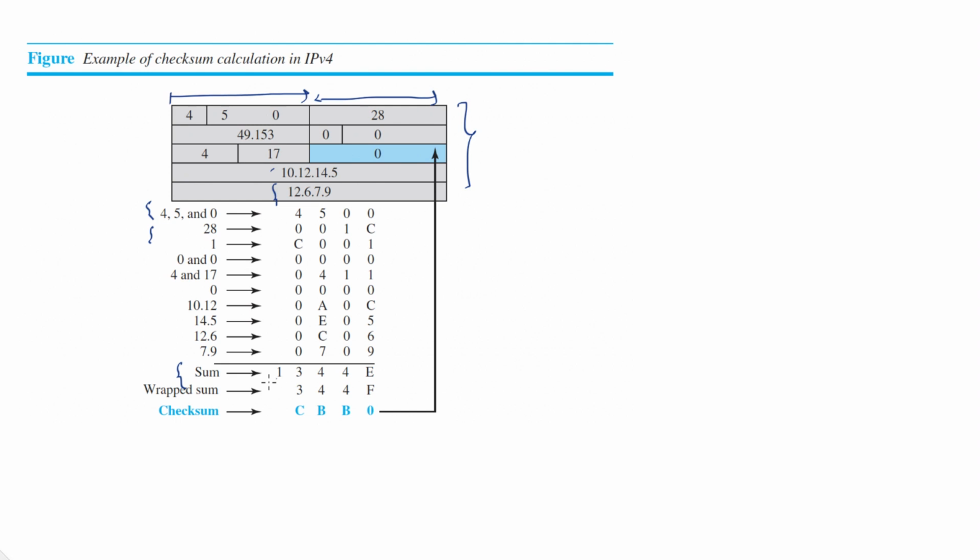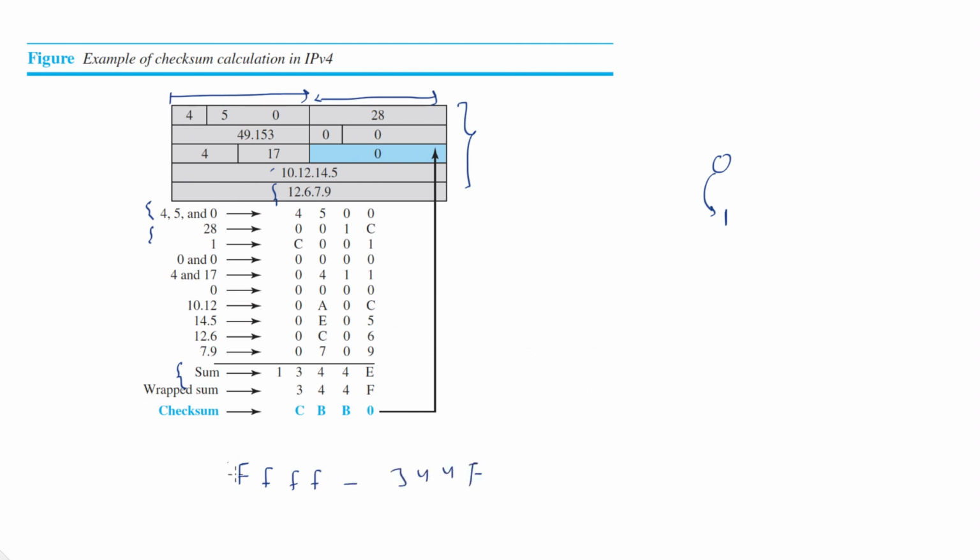Now, once we sum it up, whatever carry we are getting, we again add the carry, and this is called wrapped sum. So we add this carry 1 to E, which now has become 344F, and then we complement it, which means, like if you remember the 2's complement or 1's complement in the binary system, we change 0 to 1, right? And to complement here, we just subtract it from F: F minus 344F.